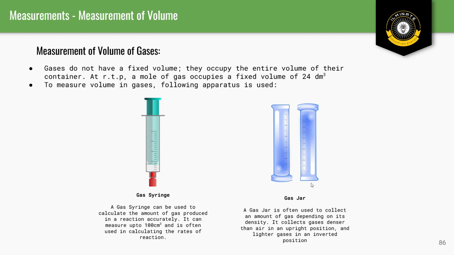And if the gas is lighter, we just invert that and it goes up, and we have the gas in the gas jar. However, we cannot accurately measure the amount of volume, because obviously there is no way of telling if the volume is accurate, because there may be some of the atmosphere or air inside as well. So that's not accurate. If you want to accurately measure the gas, it's the gas syringe that we use.